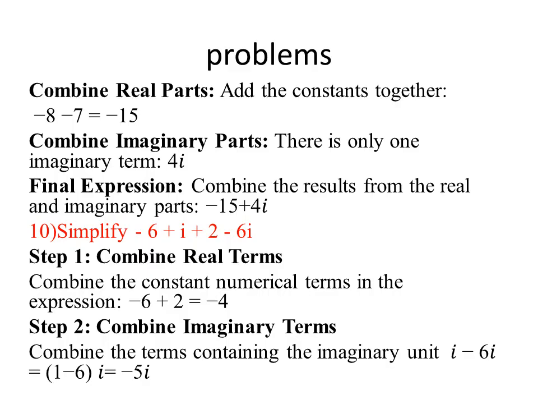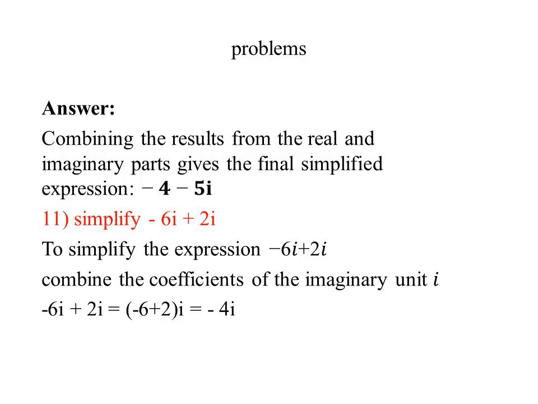After this, we have another problem: -6 + i + 2 - 6i. Here we combine the real parts, that is -6 plus 2 gives -4. In step 2, we combine the imaginary terms, that is i minus 6i, which is equal to -5i. After this, we combine the results from the real and imaginary parts, which gives the final simplified expression, that is -4 - 5i.